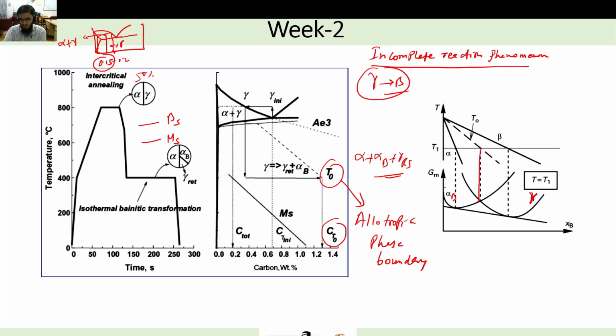So these are the two free energy curves of bainite and austenite. You can see these two curves intersecting at this point, and this point corresponds to the temperature T naught. At this temperature, the carbon content in bainite will be equal to the carbon content in austenite, and that composition will be in equilibrium. So free energy at this temperature will be equal for bainite and austenite, equal free energy at the allotropic phase boundary. So this was all about the allotropic phase boundary or incomplete reaction phenomena. This austenitic to bainitic transformation in strip steel is also called the incomplete reaction phenomena.